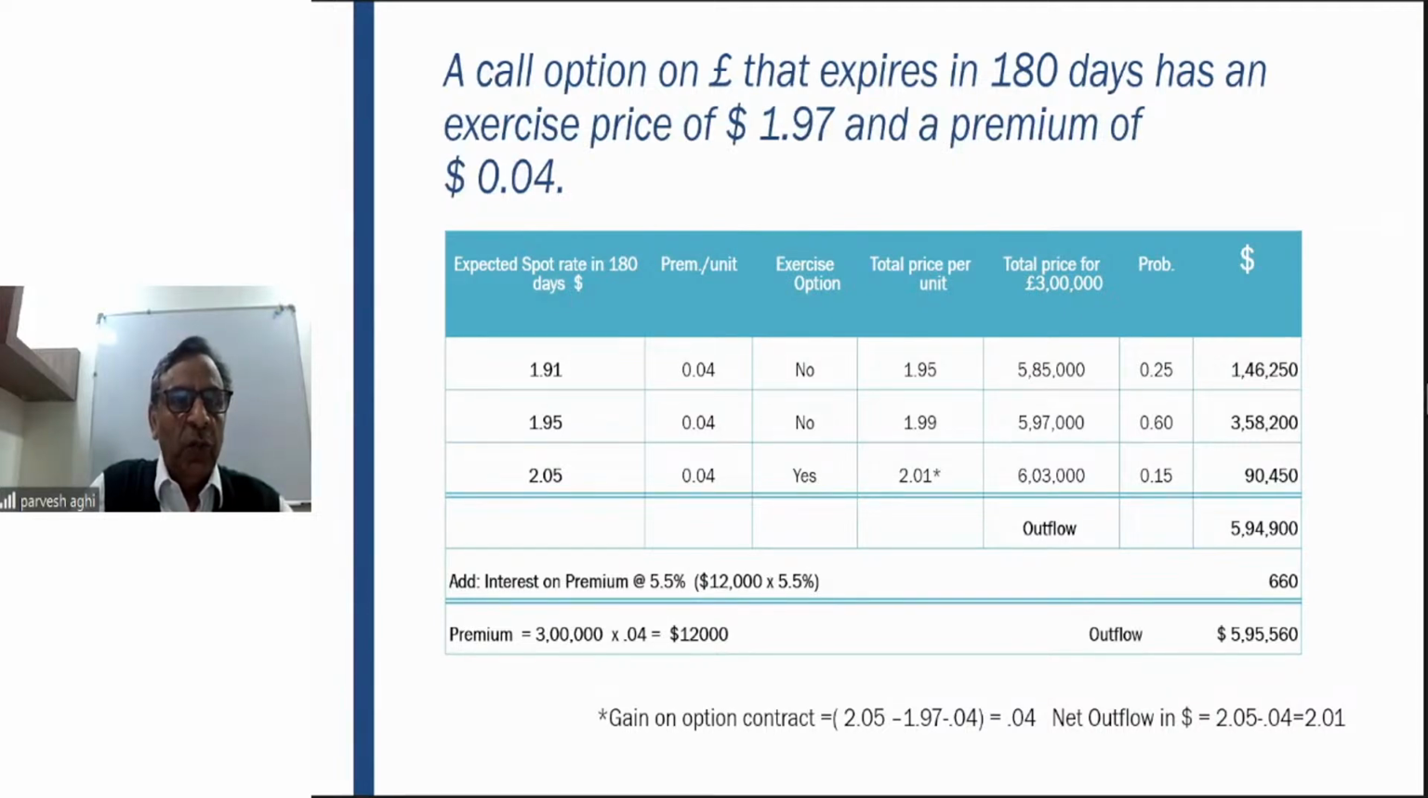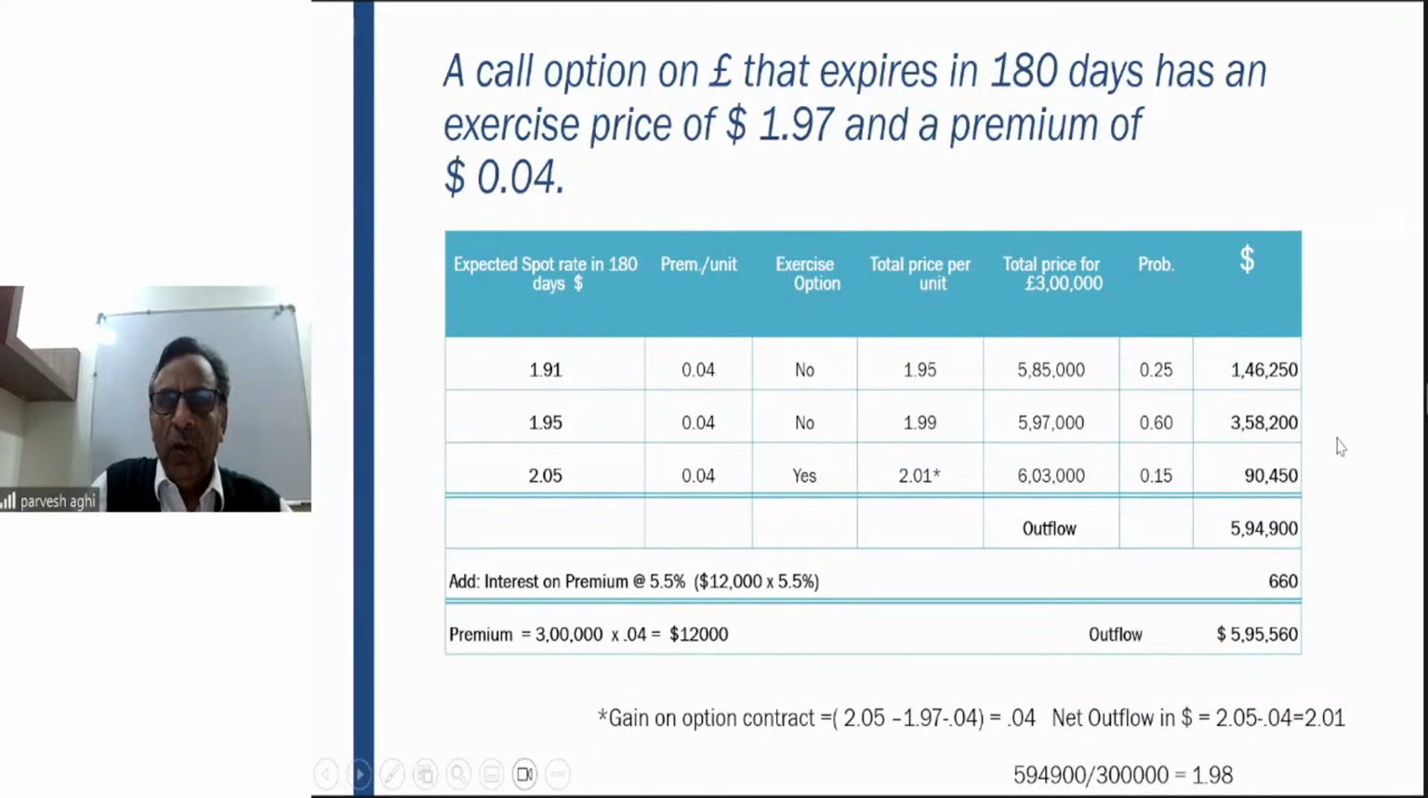The second scenario is that the expected spot rate is, say, 1.95 dollars per pound, so still it is below the strike price or the exercise price. They're not going to exercise the option, and they'll be very happy to pay less to the bankers when the money becomes due. So it will be 1.95, and of course the probability is 60%. The cost of hedging would be 1.95 plus 0.04, so the total cost will be 1.99, which translates into $5,97,000 in dollars. With a probability of 60%, the equivalent amount will be 3,58,000.